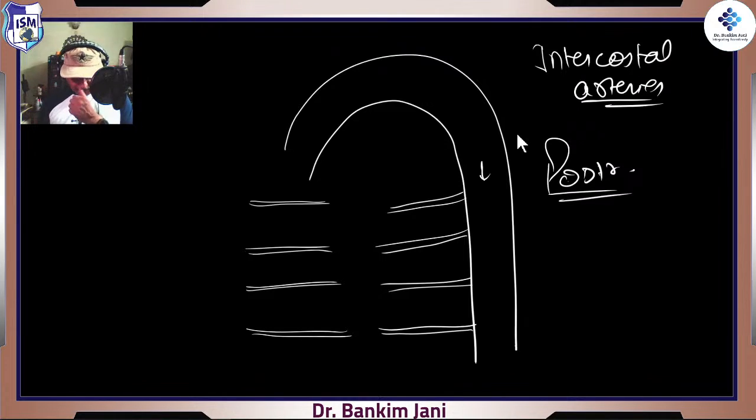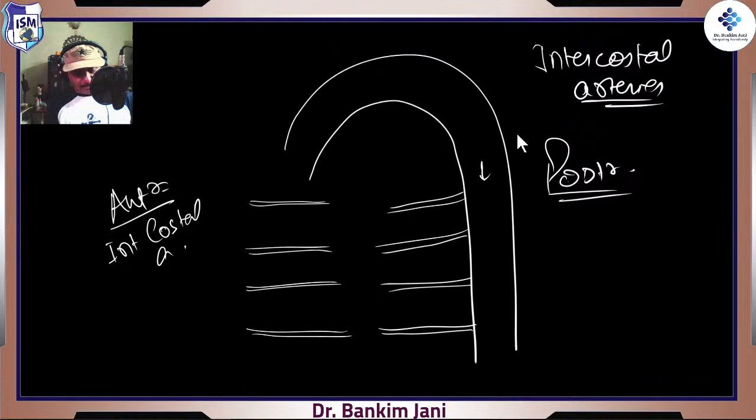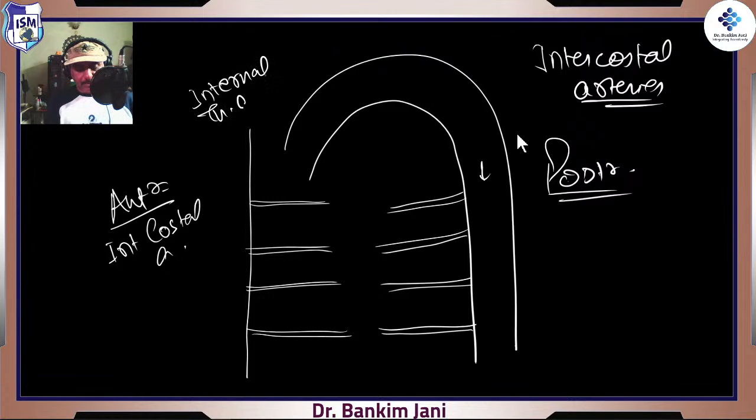And in case of the anterior intercostal arteries, they come from the internal thoracic artery, which comes from the subclavian, right? So basically everything is connected. From the subclavian you have the internal thoracic artery, and from there the anterior intercostal arteries are coming. And no wonder they all anastomose, right? So far so good.